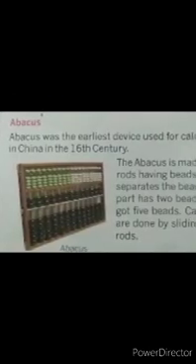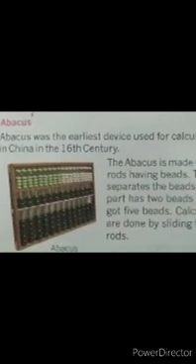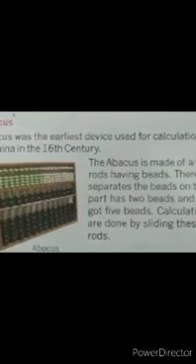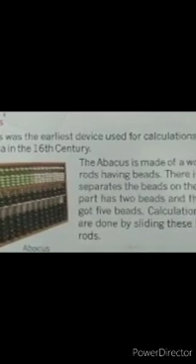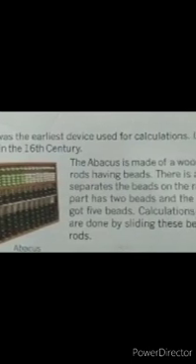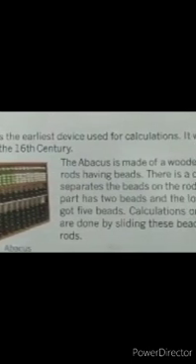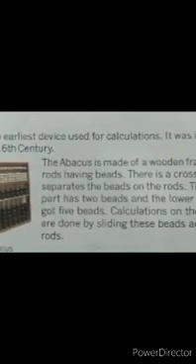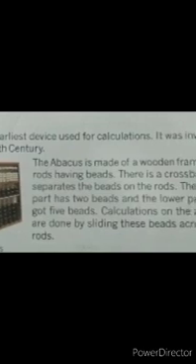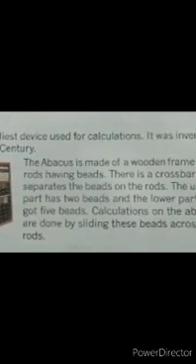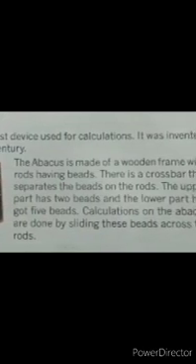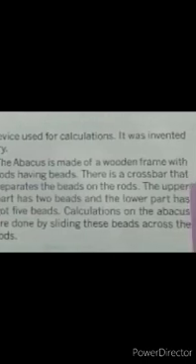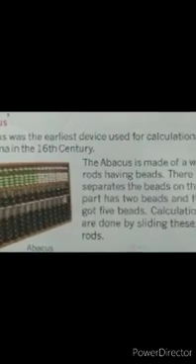Abacus. Abacus was the earliest device used for calculations. It was invented in China in the 16th century. The abacus is made of a wooden frame with rods having beads. There is a crossbar that separates the beads on the rods. The upper part has 2 beads and the lower part has 5 beads. Calculations on the abacus are done by sliding these beads across the rods.